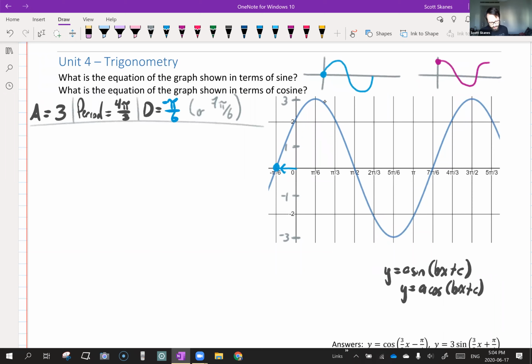So now that I have A, P, and D, I need to find my values, right? Because I'm really trying to figure out A, B, and C. So let's do that. A is easy. A is going to be 3. B, well, let's remind ourselves, period is 2 pi over B. Just rearrange that. B is 2 pi over P.